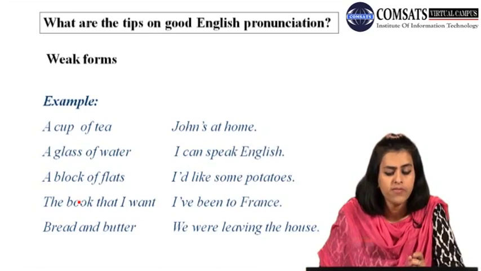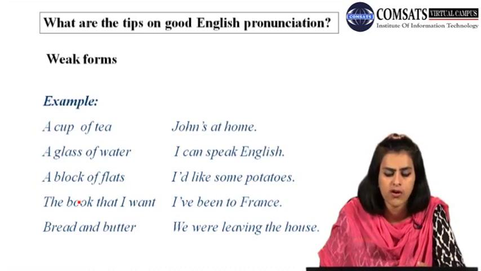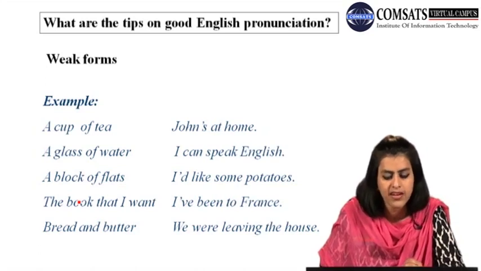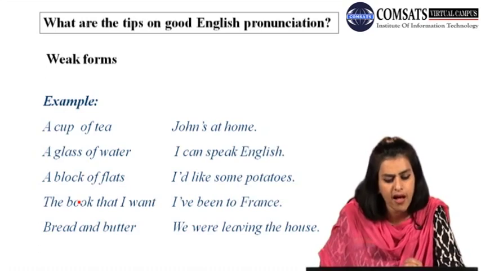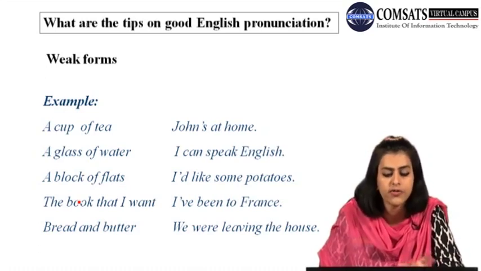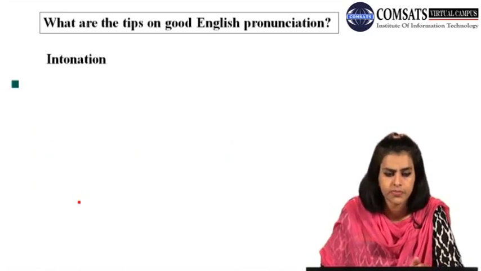There are some weak forms. The examples are a cup of tea. Now there is no stress on any word of the language. A glass of water. John's at home. I can't speak English. I'd like some potatoes. A block of flats. The book that I want. I've been to France. We were leaving the house. Bread and butter. So these kinds of weak forms cannot have any stress on one particular word.